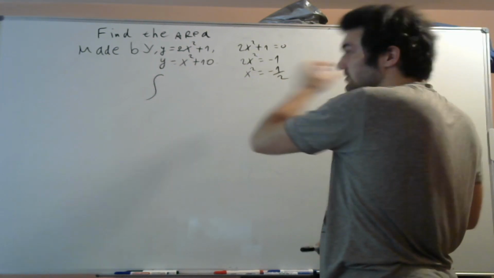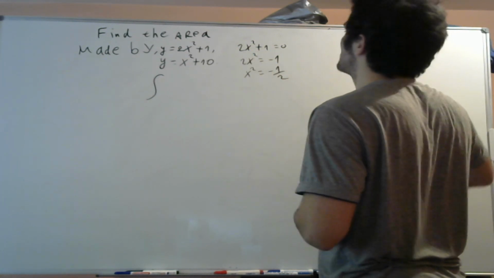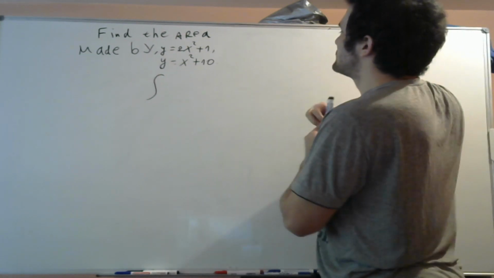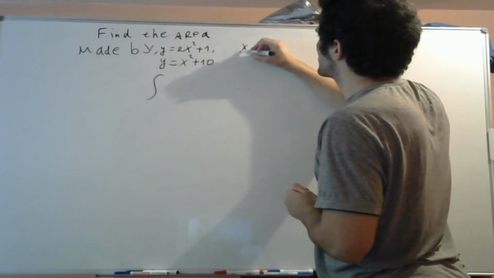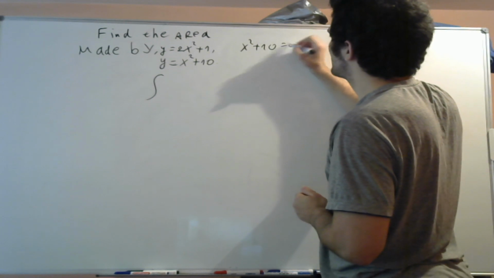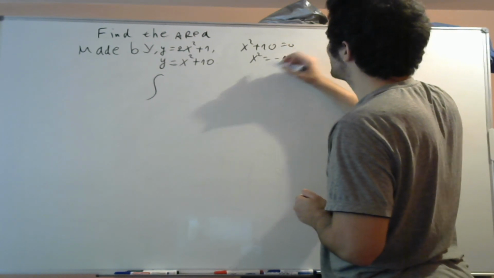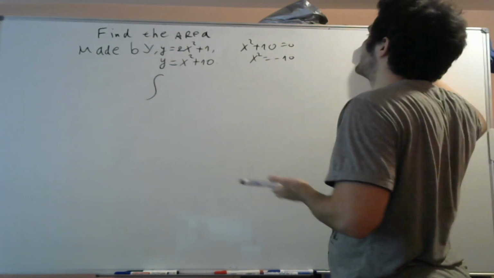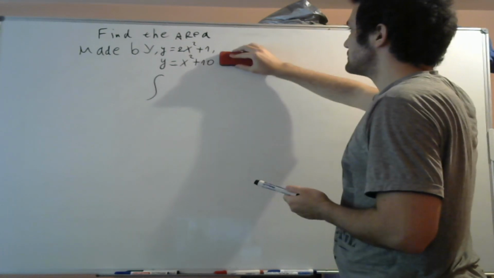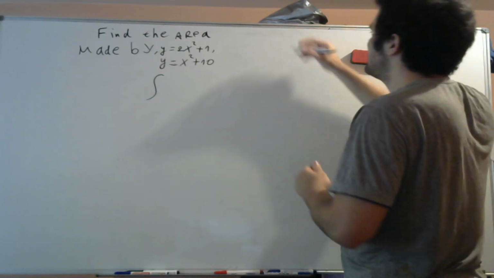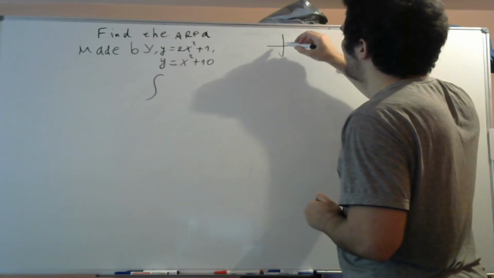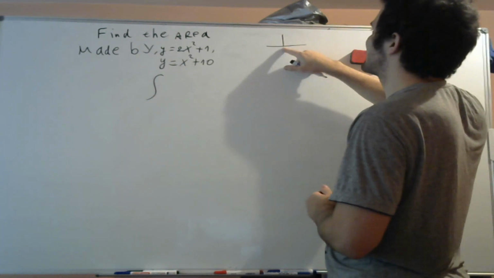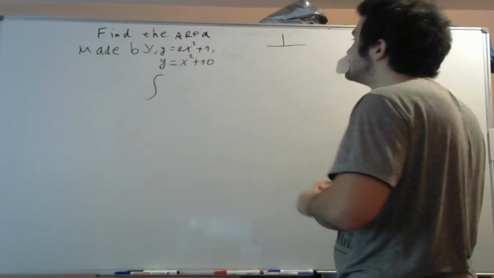This function doesn't have any intersections with the x-axis. All right, and let's find if there are any for the other function. x squared plus 10 equals 0. x squared equals negative 10. And it looks like it doesn't have any intersections with the x-axis either. So these functions are above the x-axis, and I can erase the negative part of the y.